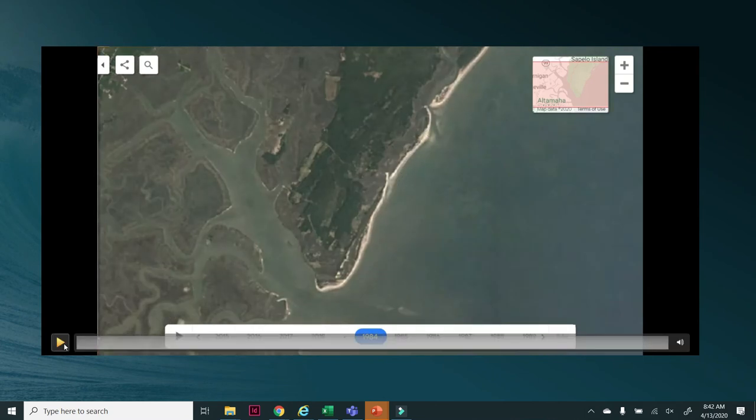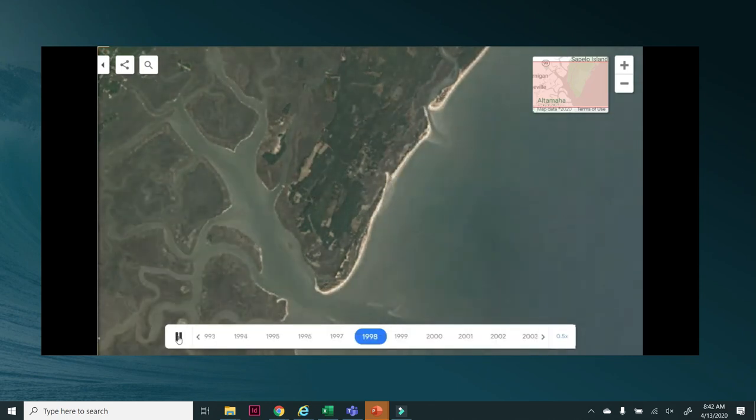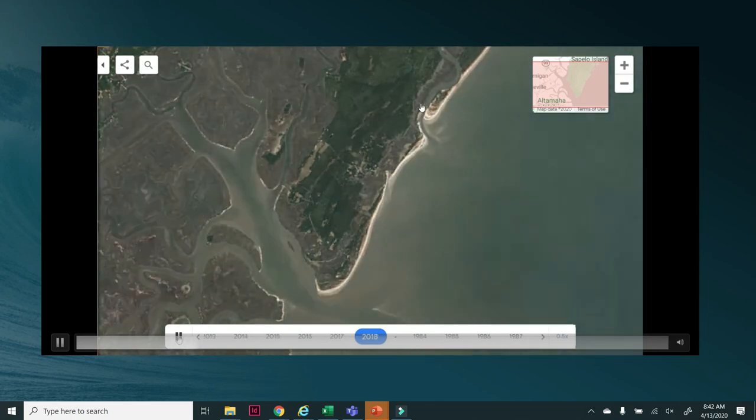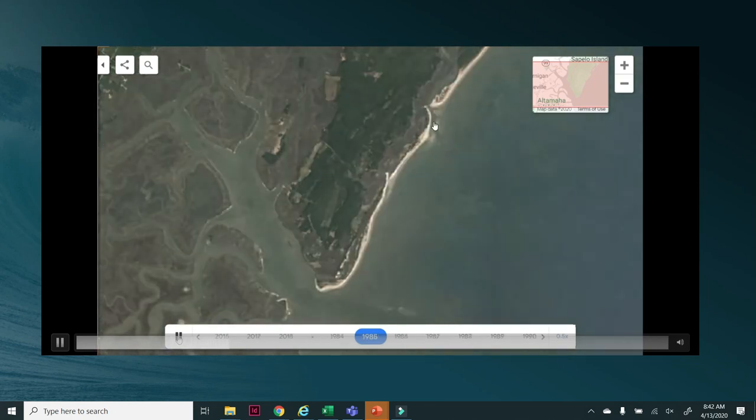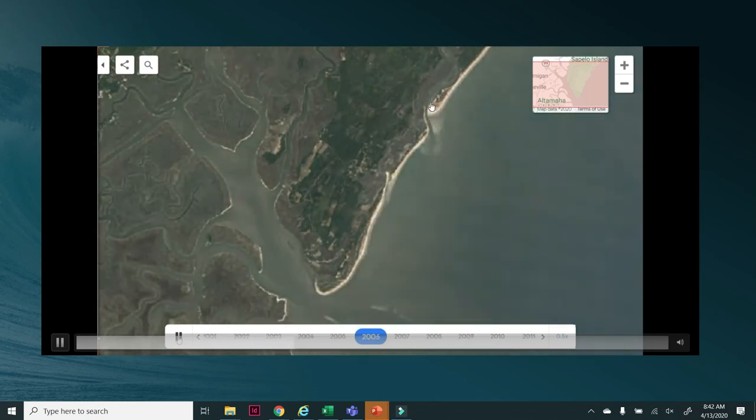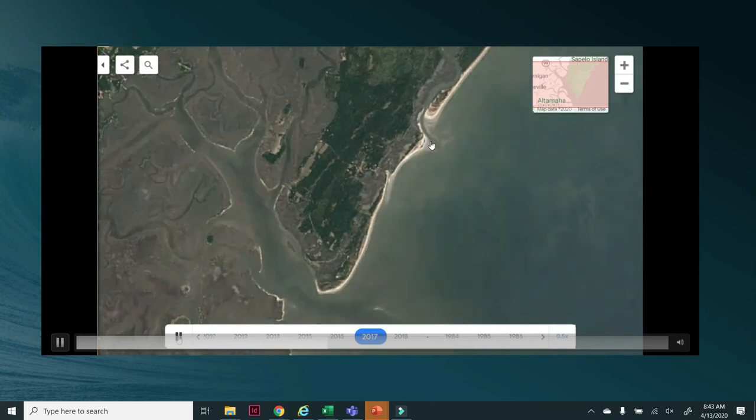Okay, let's just restart this. There we go. So this is a typical thing that happens when we have these spits grow. We see the path of tidal inlets also changing.